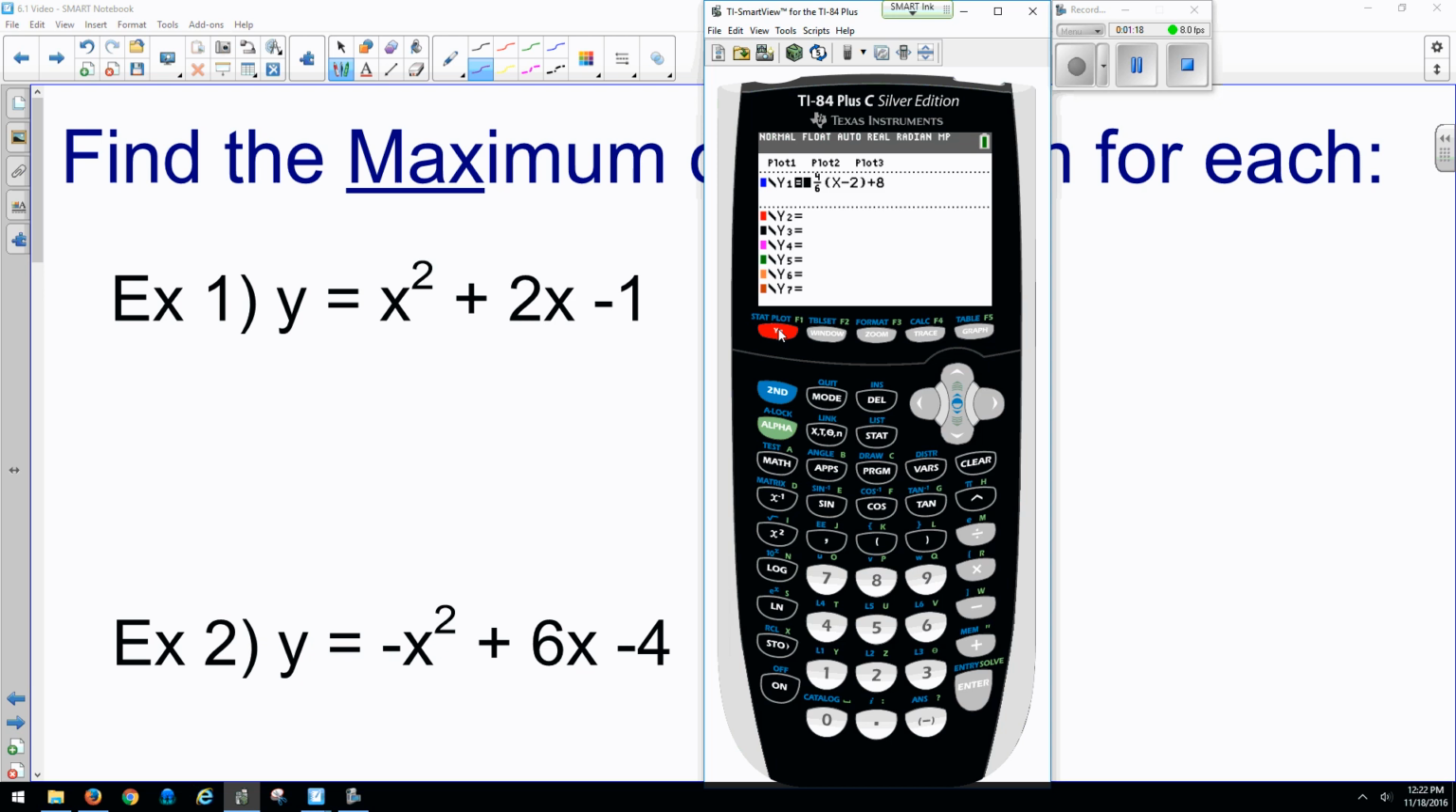So I'm going to go to y equals. I'm going to go ahead and type in this equation: x squared plus 2x minus 1. You should be doing this along with me. And I'm going to go to the standard window, ZOOM 6.